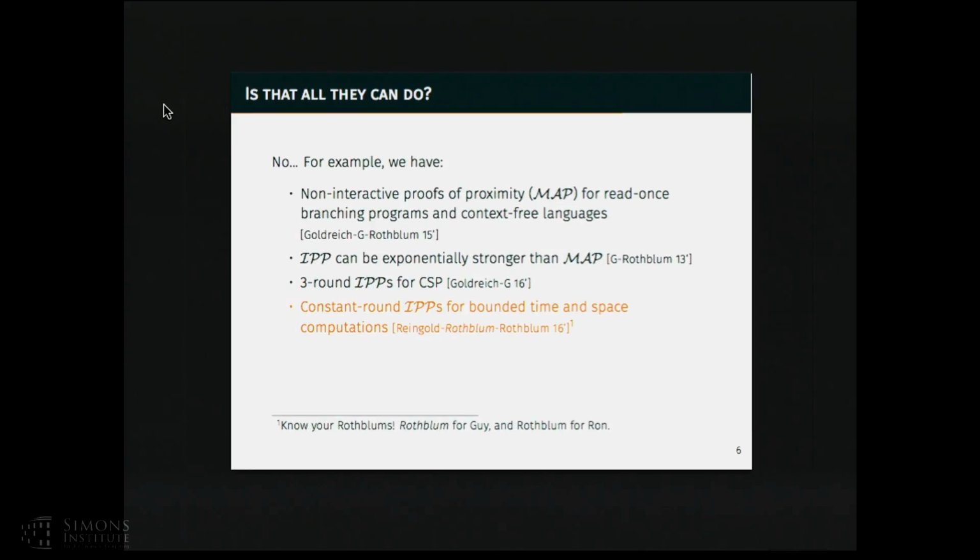Okay, and if we allow constant round IPPs, then we can get some bounded time and space computations. And if we allow polylog rounds, then we can pretty much tackle all of NC. And yes, there are two Rotblums working on this, so this way you can know which is Guy and which is Ron.